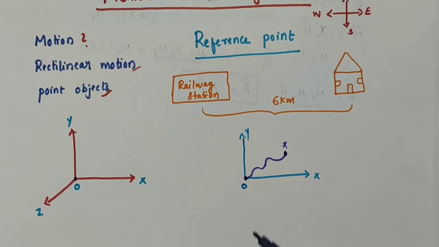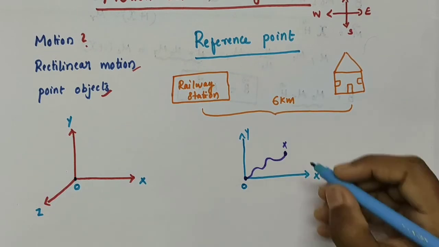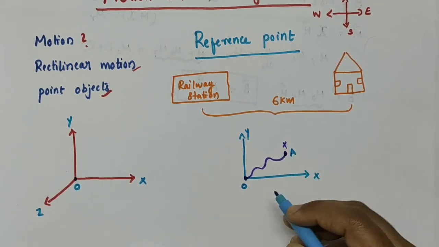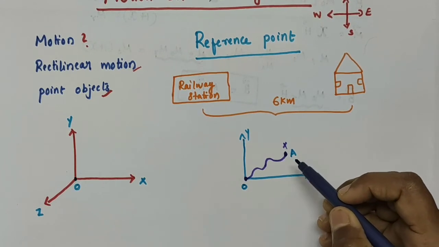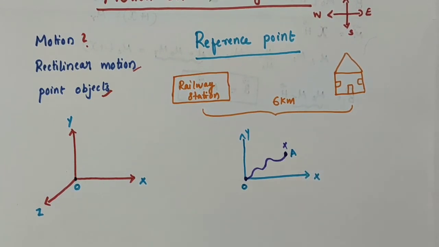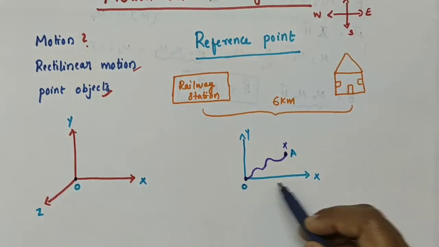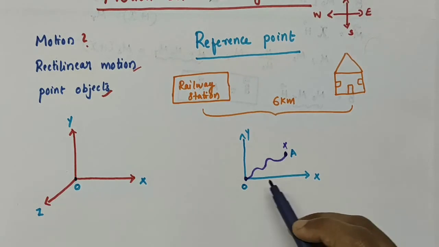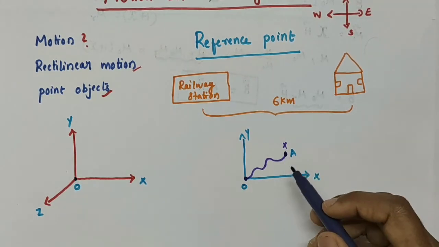Okay, so let the ant be here at this point. I'm taking this point as A. The ant started its motion from this point O. We have taken that as the origin of this coordinate system. Then after some time, the ant has reached somewhere here. I have taken that point as A.